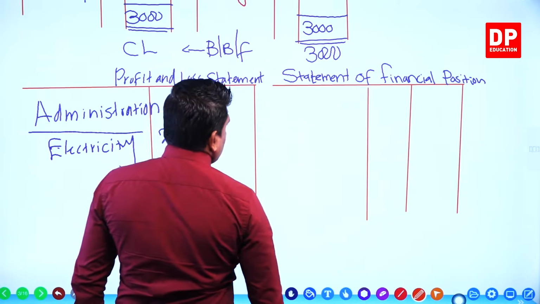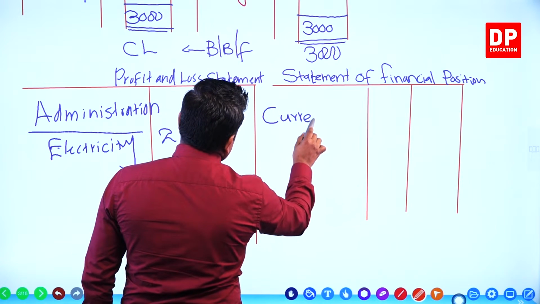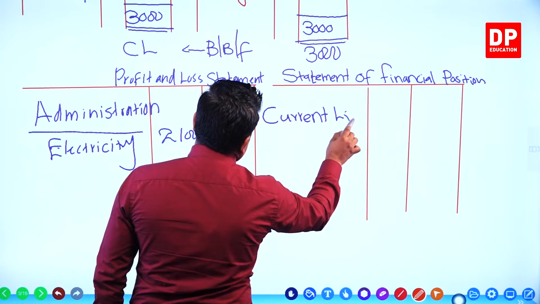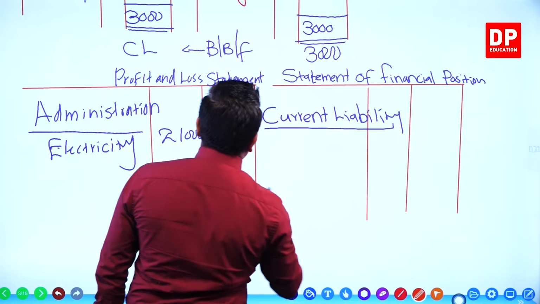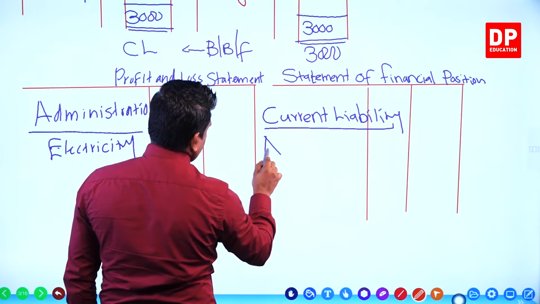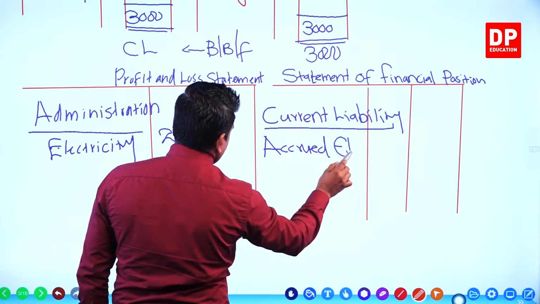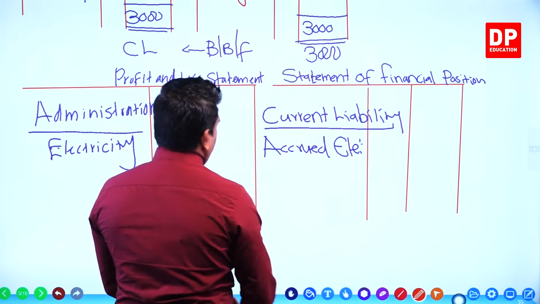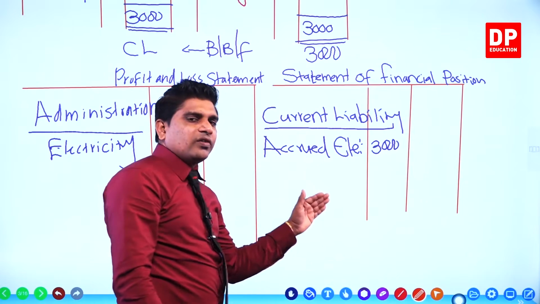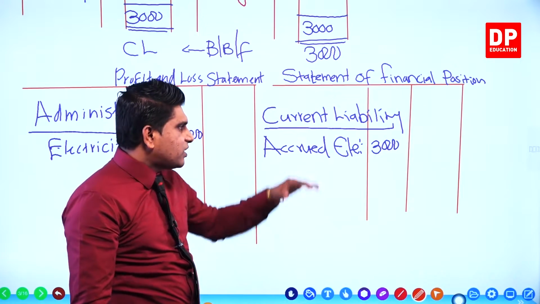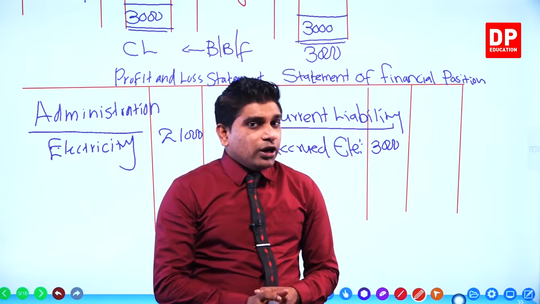21,000. Under the current liability, you write accrued electricity, accrued electricity 3,000. Creditors and bank overdraft and all those short term liabilities we can write under the current liability category. Now we have done two.